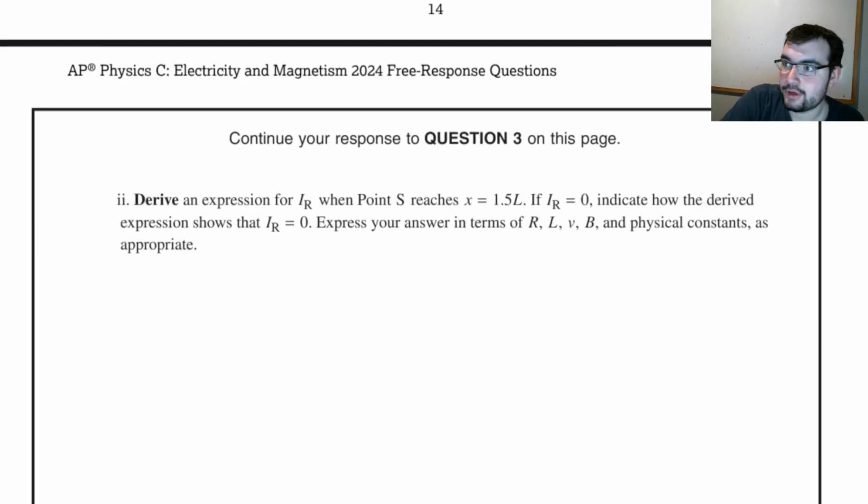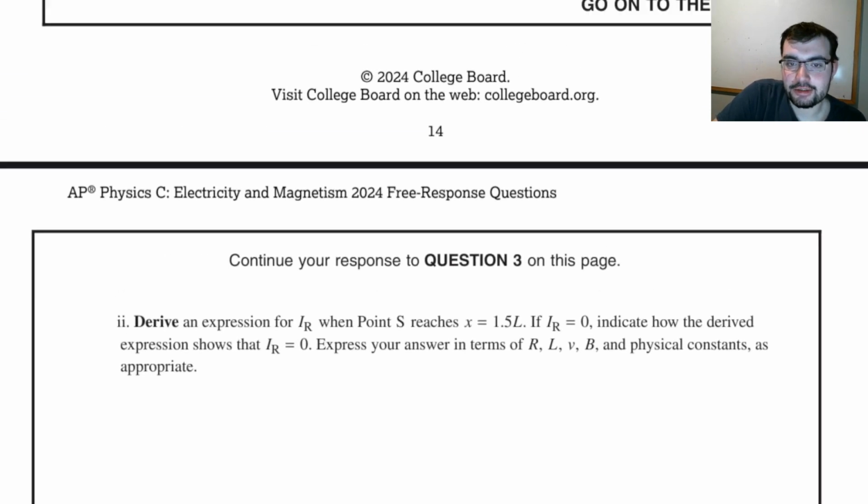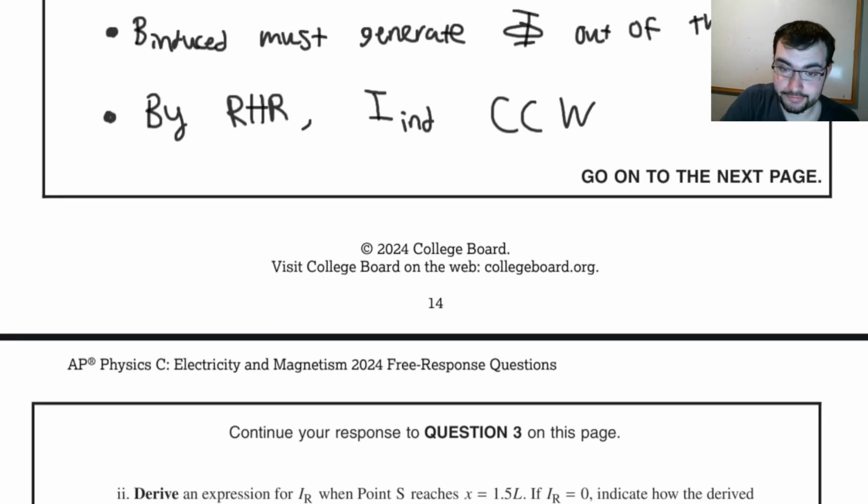Derive an expression for I through the resistor when point S reaches that point. This could be quite tricky if you're not that familiar with motional EMF. It's kind of hard to do directly with Faraday. I'll show a couple ways of doing it.